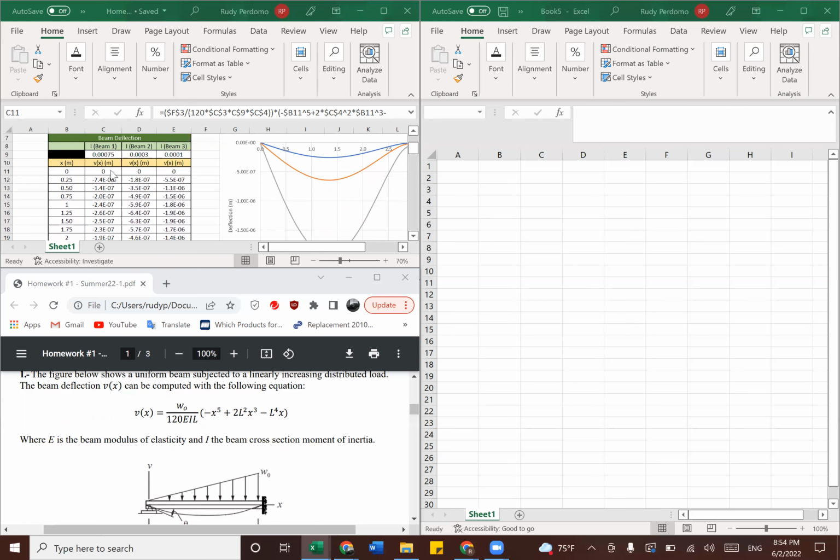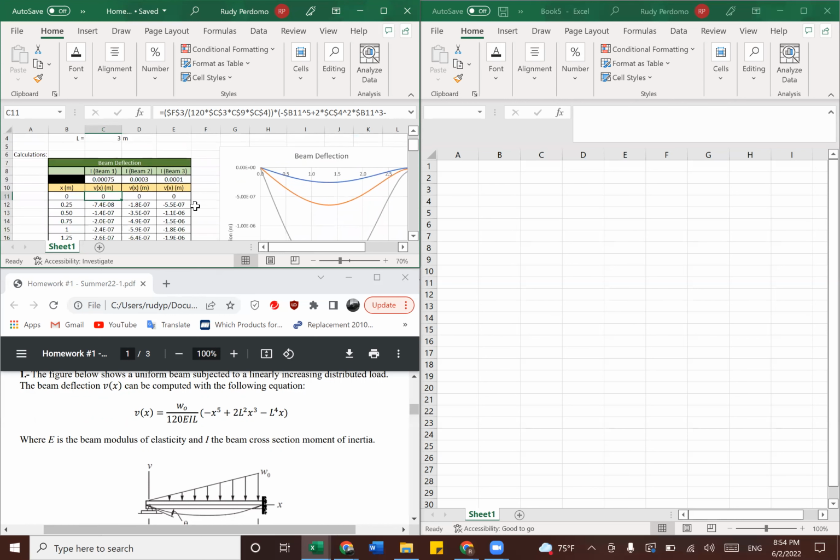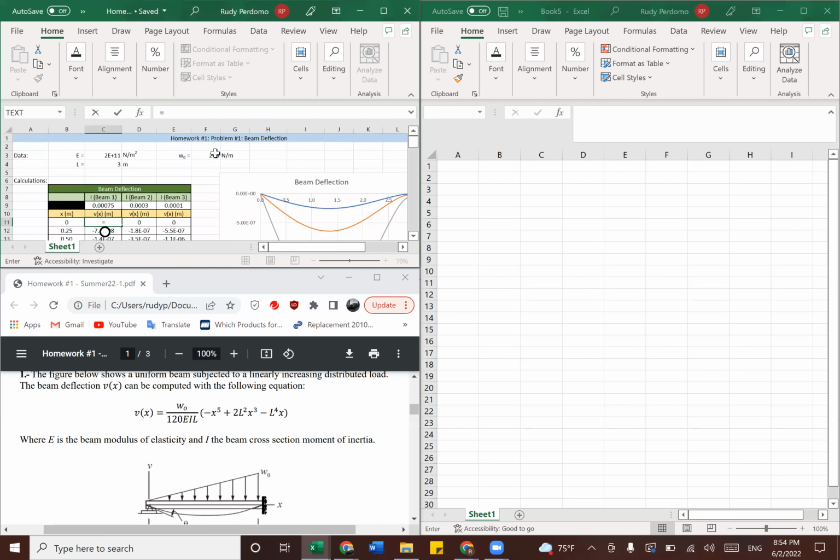So for this formula right here, we're pretty much plugging all these values into the formula here. So what we did, I'm gonna rewrite it here. We set this equal to W0 divided by, and then make sure to put the bottom part in parentheses. So 120 times E times I, which would be this value right here, times L, then close the parentheses.